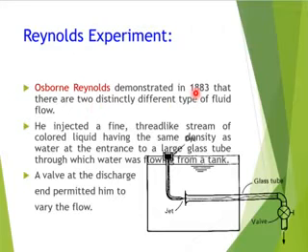Osborne Reynolds demonstrated in 1883 that there are two distinctly different types of fluid flow. How did he do this? He injected a fine thread-like stream of colored liquid having the same density as water at the entrance to a large glass tube through which water was flowing from a tank. A valve at the discharge end permitted him to vary the flow.